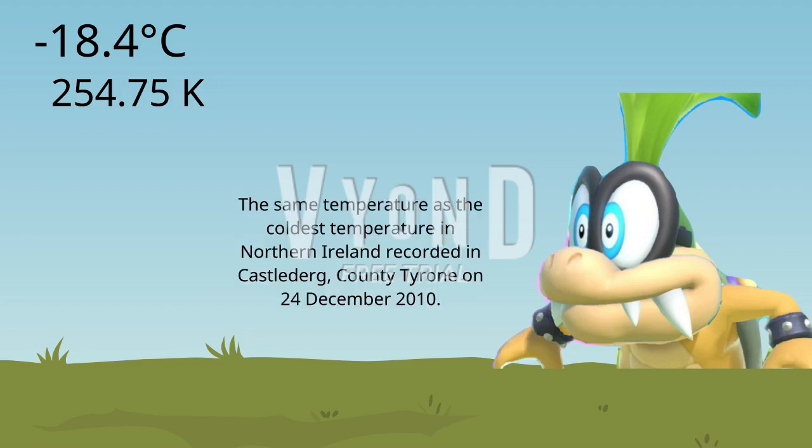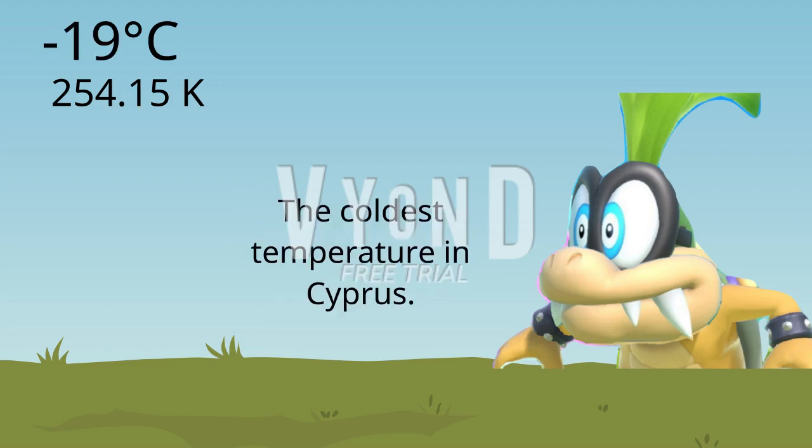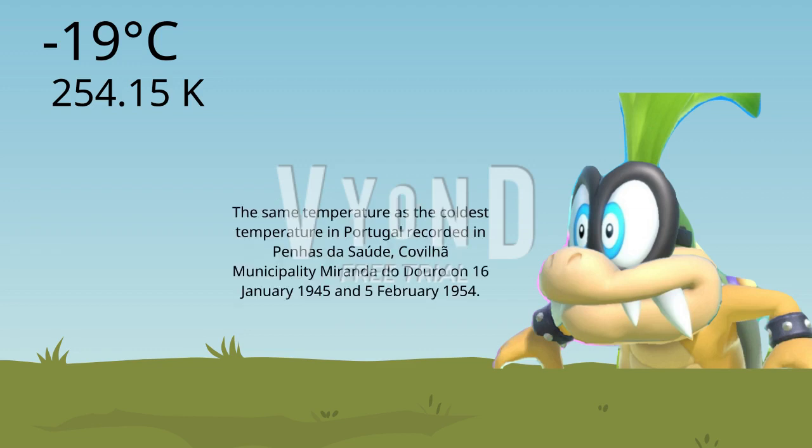The same temperature as the coldest temperature in Northern Ireland recorded in Castlederg, County Tyrone on the 24th of December 2010. The coldest temperature in Cyprus is -19 degrees Celsius, or 254.15 Kelvin. The same temperature as the coldest temperature in Portugal recorded in Penhas da Saúde, Covilhã Municipality, and Miranda do Douro on the 16th of January 1945 and the 5th of February 1954.